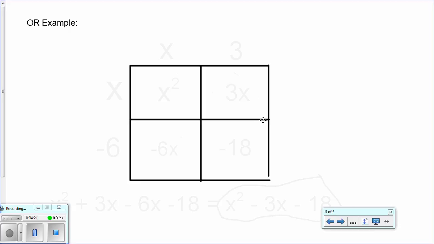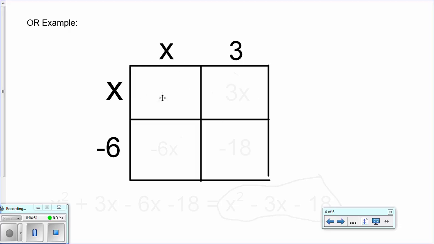Okay? So what you do is you take your first one, which was the binomial x plus 3, and we put that on the top. We just put each term over a box, x and then the positive 3. The other binomial, which was x minus 6, we put on the sides. This will work when we have two binomials, a monomial and a trinomial, two trinomials. It'll all work. Okay? So now we just go ahead and multiply to get stuff in the box.